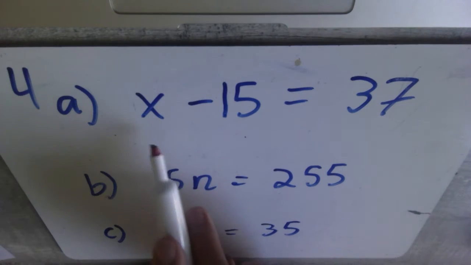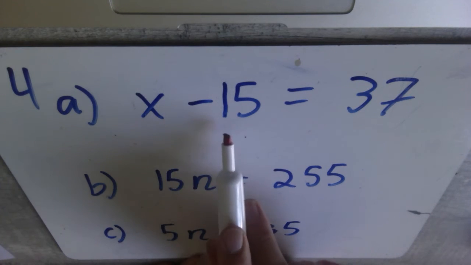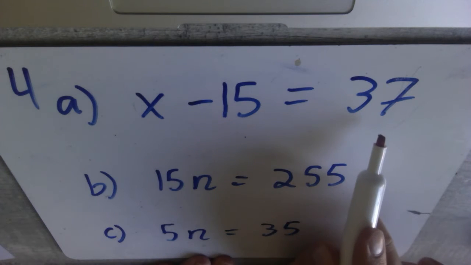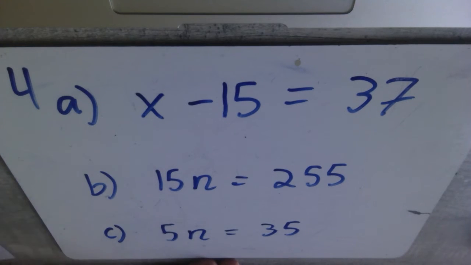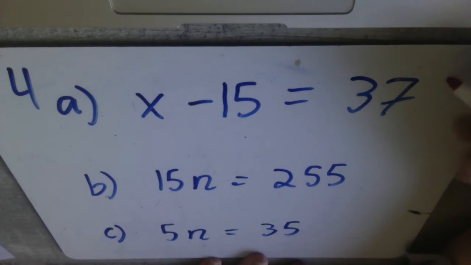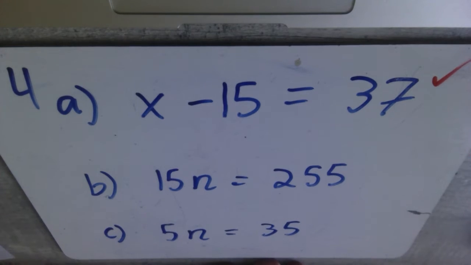So the question is our variable. How many cards did he start with? He then lost 15. He has 37 left, so equals 37. There's our equation. We've set up our equation. That's 1 mark if you've done that. Your second mark comes from solving this.